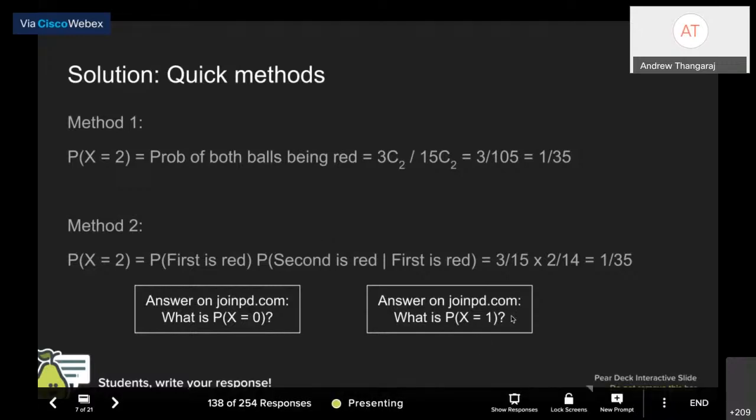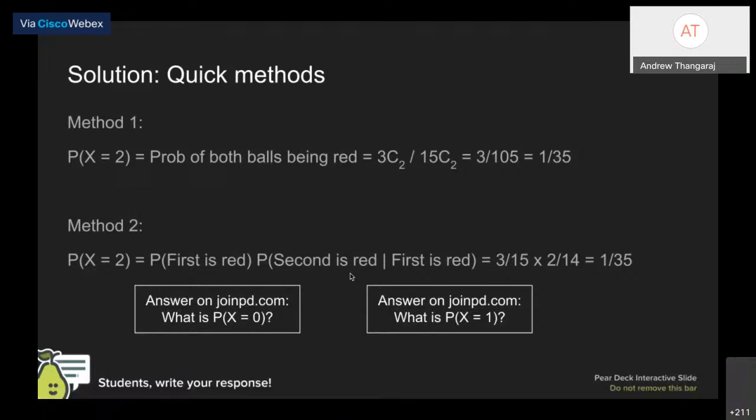For x equal to 1, I would just do 1 minus. Remember, x equal to 0, x equal to 1, and x equal to 2 are 3 disjoint events, and together they make up the whole sample space, right? So if you find the probability of x equal to 0 and the probability of x equal to 2, all you have to do to find the probability of x equal to 1 is just 1 minus the probability of x equal to 0 minus the probability of x equal to 2. So you get that in a very direct way.